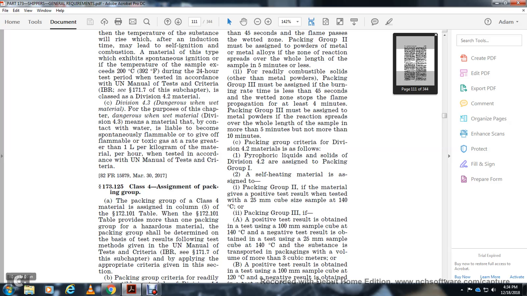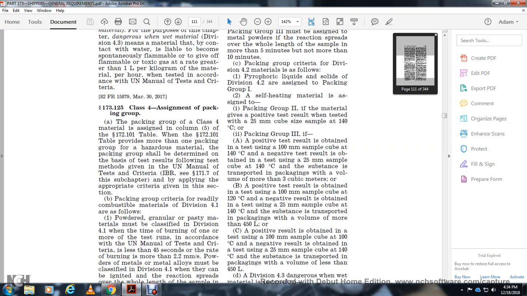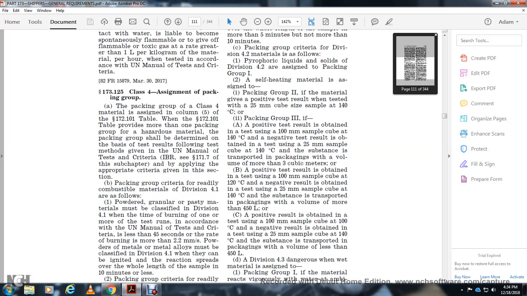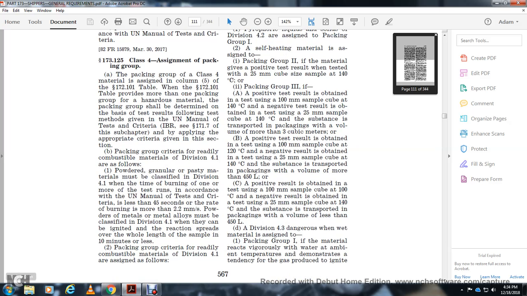and applying the appropriate criteria for the packaging group. Criteria for readily combustible material, Division 4.1: powder or granular substances that pass the test must be classified in Division 4.1 if the time of burning in one or more test runs is less than 45 seconds, or the rate of burning is more than 2.2 millimeters per second. Powders of metals or metal alloys must be classified in Division 4.1 if they can be ignited and the reaction spreads over the whole length of the sample in 10 minutes or less.